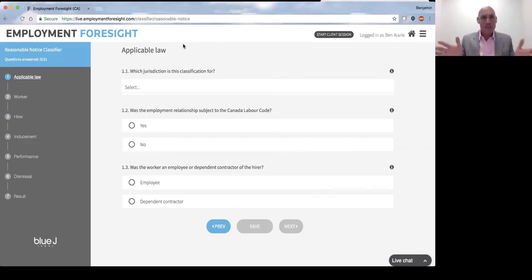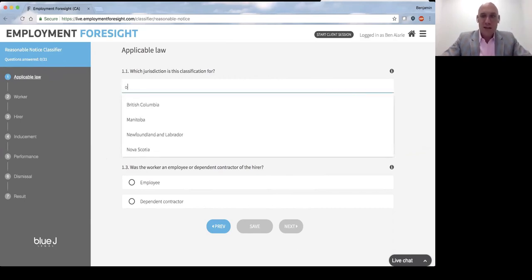But now what you should see, if this is all working properly, is the screen that you would see when you start a classification, when you log into Employment Foresight and select the reasonable notice classifier. You see here on the left-hand bar a number of different areas of questions that the software is going to ask us, and it's not too onerous, so there are 21 questions here. And so we're going to, as talked about, do Laura's situation.